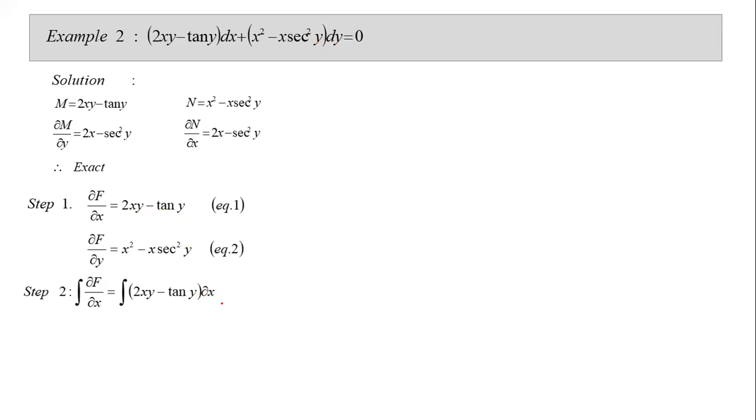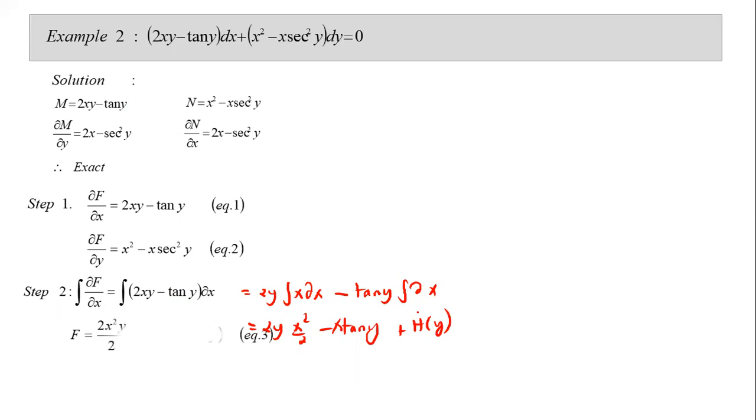Since we are integrating with respect to x, we will be treating y constant. So you shall have 2y integral of x dx, then minus, since tangent y is constant, you can throw it out, tangent y integral of dx. And then you shall have 2y, then this is x squared over 2, that's the integral of x dx, minus tangent y, and the integral of dx is x. Then plus h of y. Then you have this. Okay?